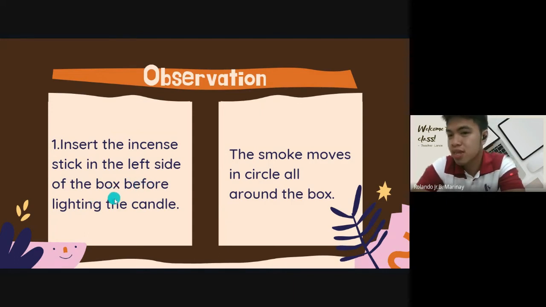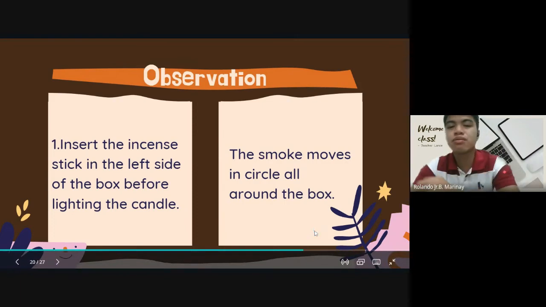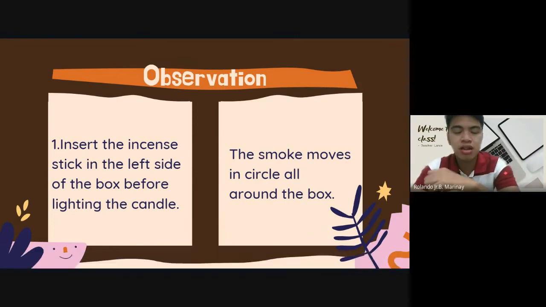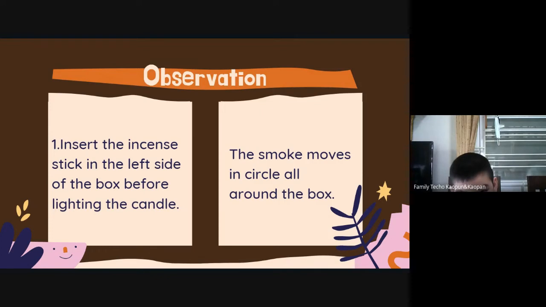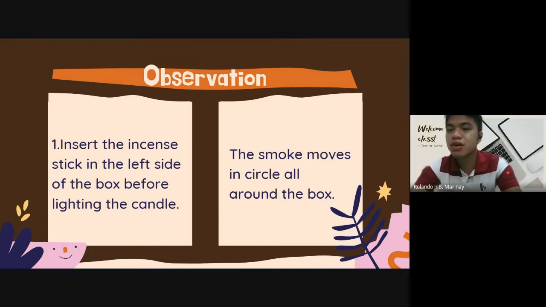What happens if we insert the incense stick in the left side of the box? For example, before lighting the candle, we have a candle, an incense stick, and a box. So what will happen? The smoke moves in circles all around the box. So we're just going to write this hypothesis in our book: the smoke will move in circles all around the box. Please let me know when you're finished.